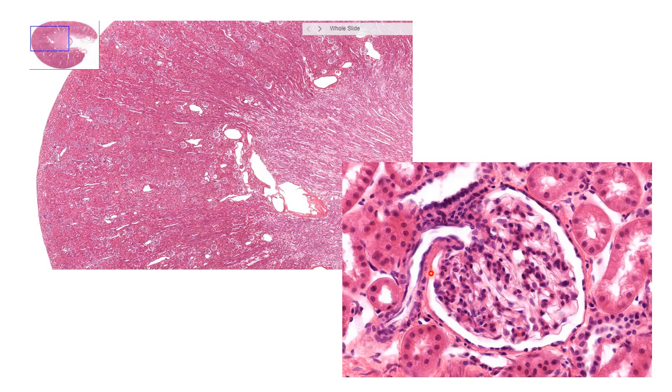space. The vascular pole is here, where the afferent and efferent arterioles are entering and exiting the glomerulus.